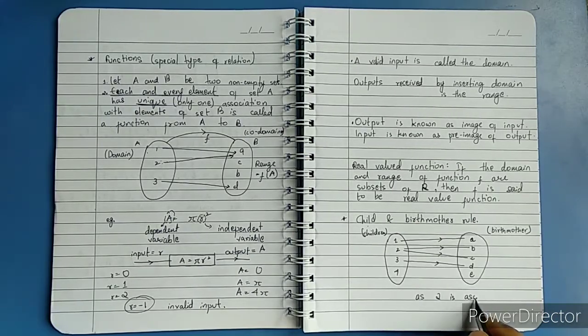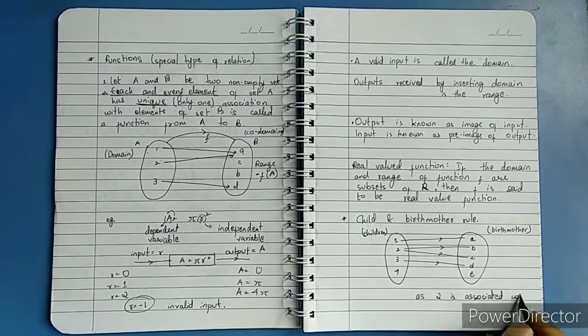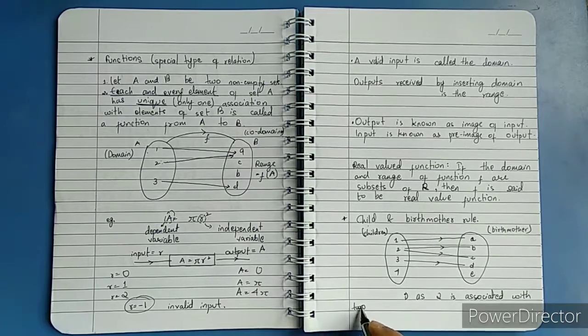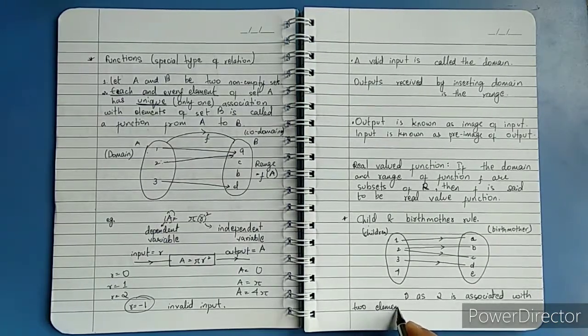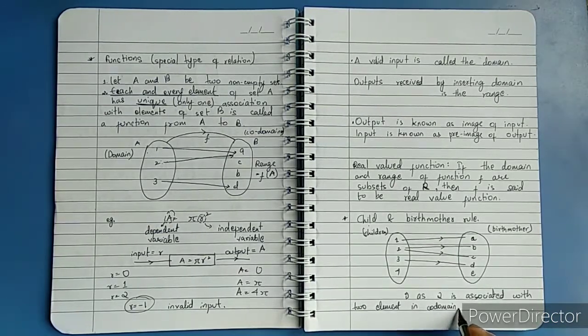So from this only we can say that this is not a function, as 2 is associated with 2 elements in codomain. It is not a function.